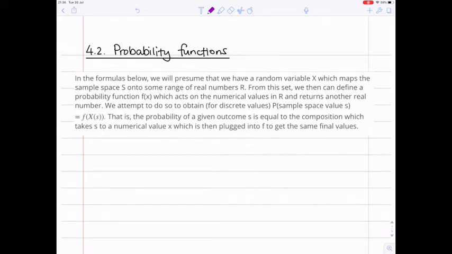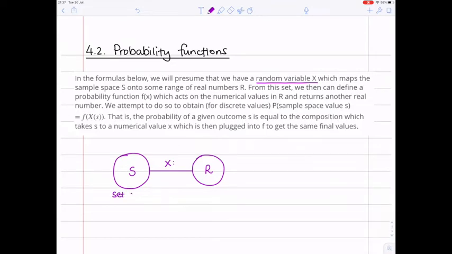Okay, so we've talked about random variables, and now we're in a position to be able to talk about probability functions. So hold tight while we go through this, because we're going to extend the idea of random variables a little bit. Okay, so we're going to presume that we have a random variable x. So just let's remember what a random variable x is. We start out with our sample space S, and we have some function which maps each outcome in S to something in our set of measurements, which is usually our real numbers.